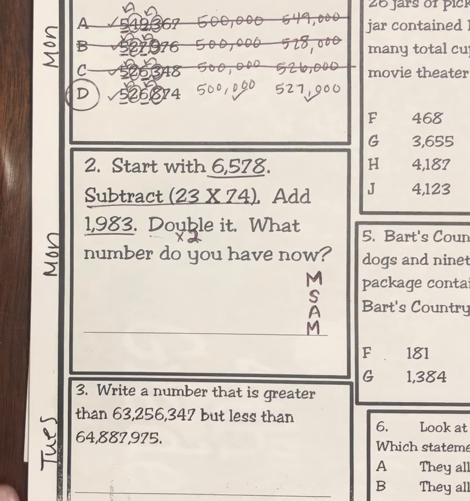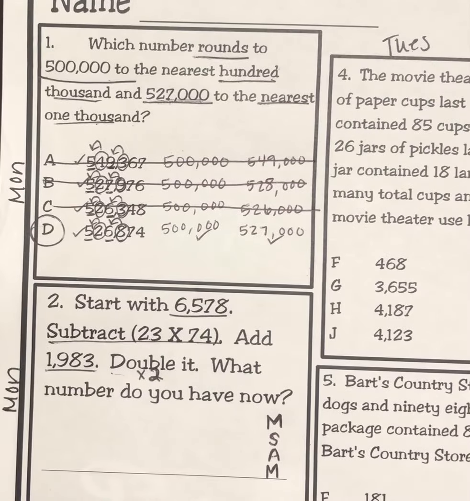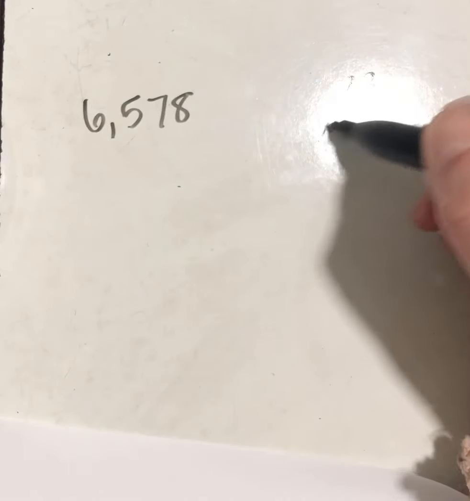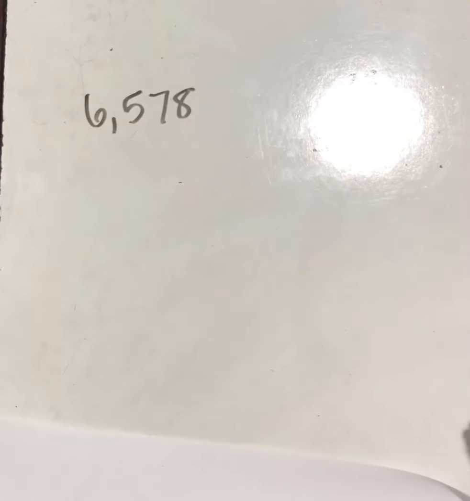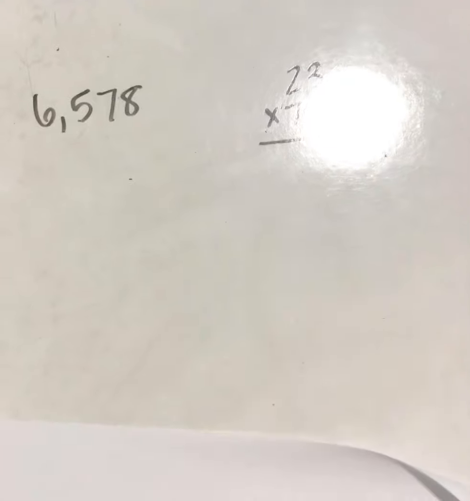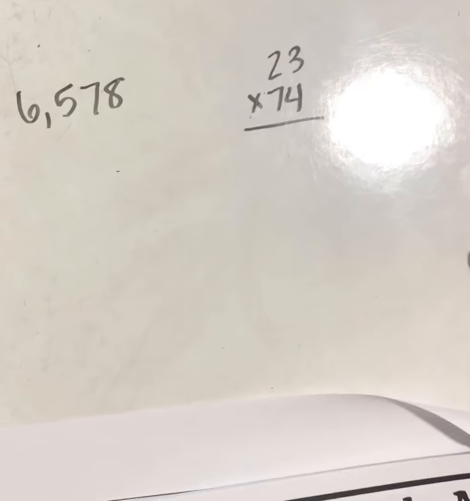All right, so I'm going to go to my dry erase board because that makes it easier for me. And so the number that we start with is 6,578. Okay, that's the number we're going to start with. Then I'm going to subtract 23 times 74. So first I have to multiply that.